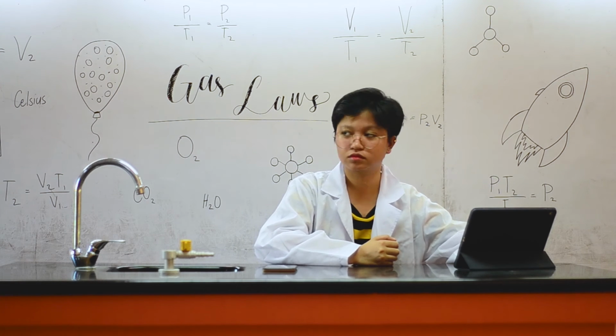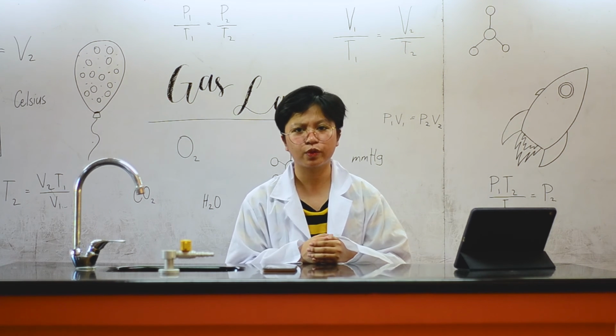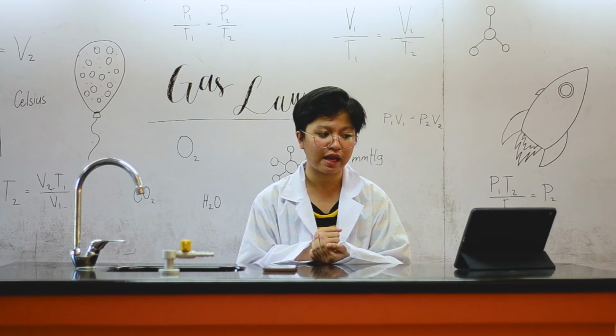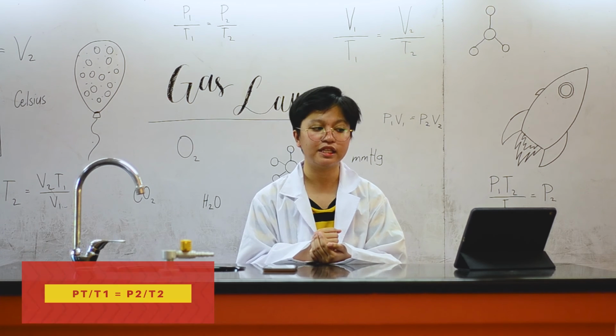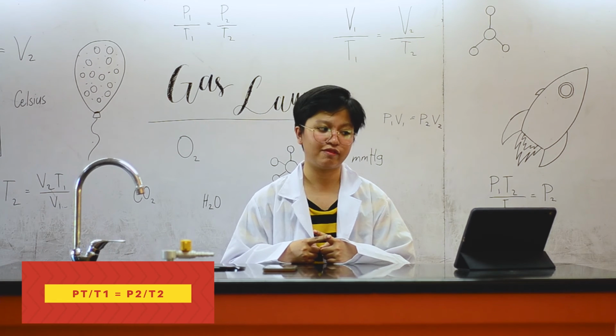Lastly, we have Gay-Lussac's law. Its proponent, Joseph Gay-Lussac, is a French chemist, and the law is patterned after his name. Gay-Lussac's law states that at a constant volume, when the temperature is high, then the pressure is also high. They have a directly proportional relationship with each other, so when the temperature goes down, the pressure also decreases. To express this in an equational manner, take P1 divided by T1 equals P2 divided by T2. Cross-multiply again to solve for the values.